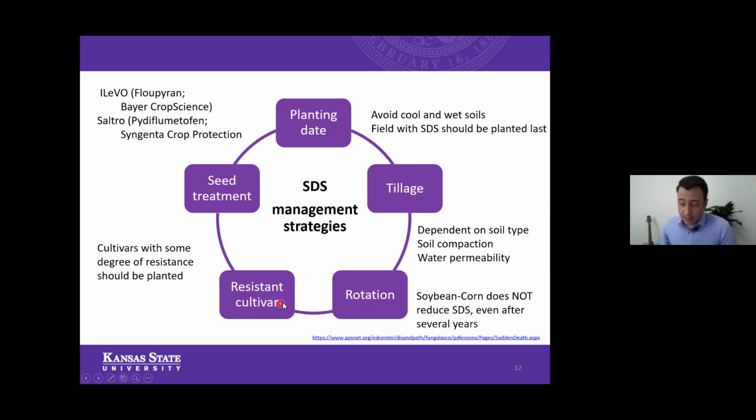Resistant varieties and cultivars, as I mentioned. And there are some seed treatments that can add an extra protection for this disease. Two good options are Elevo and Saltro. They're good options as seed treatment if you know it's present in your field.